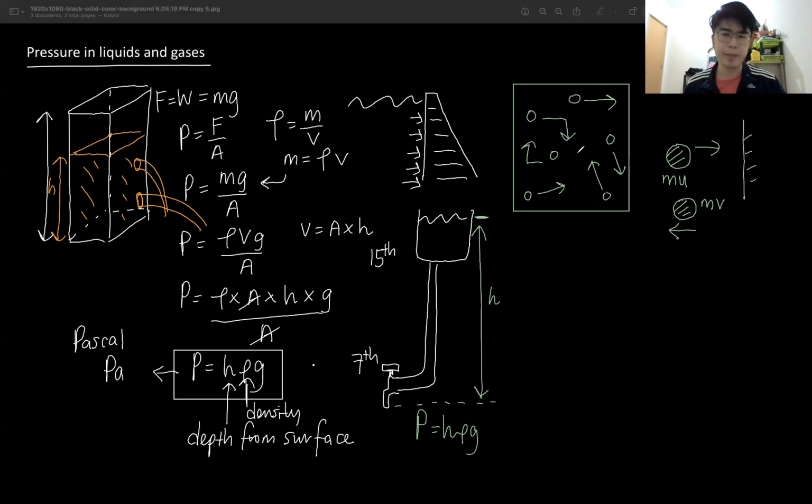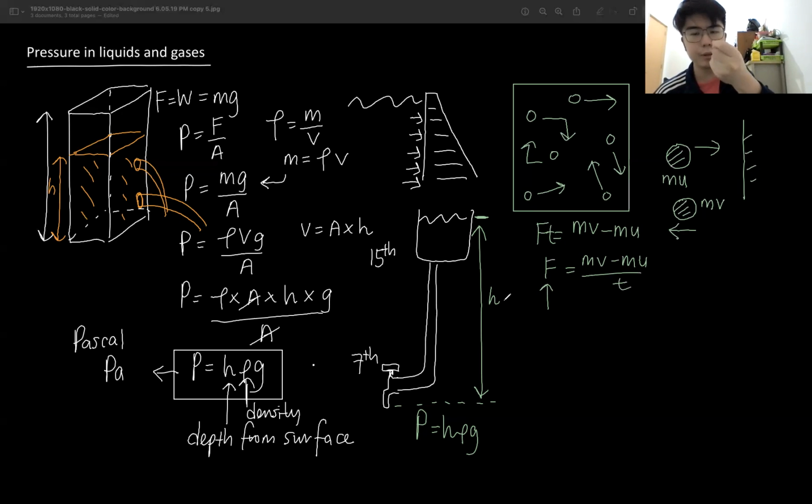What happens when there's a change in momentum? F equals mv minus mu, the impulse. If I move the t over, it's mv minus mu over t. What is this? Impulsive force. Whenever there's a change in momentum, a force is produced on the wall, on whatever the particle hits. It's a very tiny force because the particle is very small.